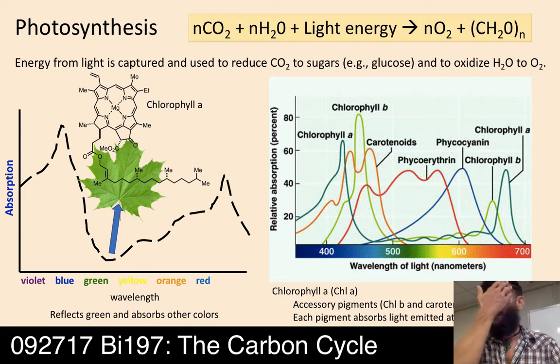Phycocyanin. That's a bluish pigment. Sometimes you'll see bluish pigments in plants, not often. But, for example, in a blueberry, this is something that absorbs color in yellow, orange, and red, and not much in the blue and the purple. Okay? This is what gives plants their color.